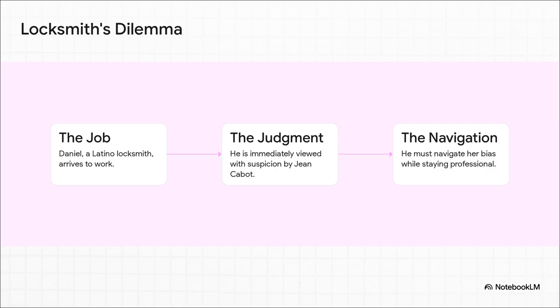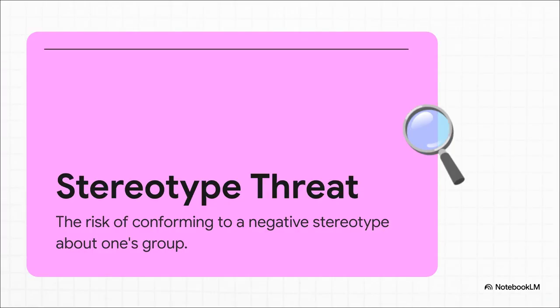He's forced to see himself through their eyes. So when his wealthy white client, Jean, looks at him, she doesn't see a professional. She sees a potential criminal. And that constant pressure, always being judged, it can lead to this really interesting psychological phenomenon called stereotype threat. It's this incredible risk of you actually conforming to a negative stereotype, partly because you're so stressed out about being judged by it. And we see this play out just perfectly with another character, Anthony.